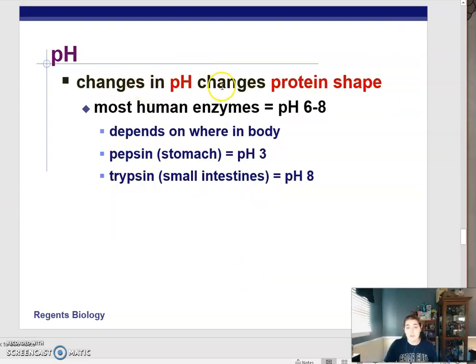Changes in pH change protein shape. So most human enzymes are a pH of about 6 to 8, but it also depends on where in the body. So pepsin, which is an enzyme in your stomach, has about a pH of 3. It's very, very acidic. Whereas your small intestines have a pH of 8. They're very basic. Your stomach has a lot of acid in it, but when you go to the restroom, your waste isn't acid because the acid is neutralized as it goes through your intestines. Your intestines are very basic to help neutralize that acid.